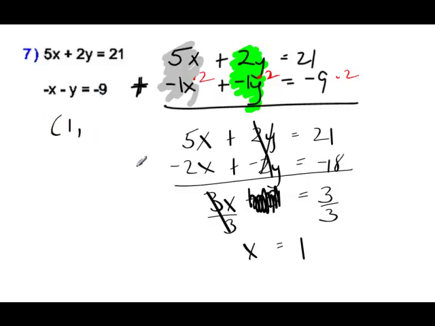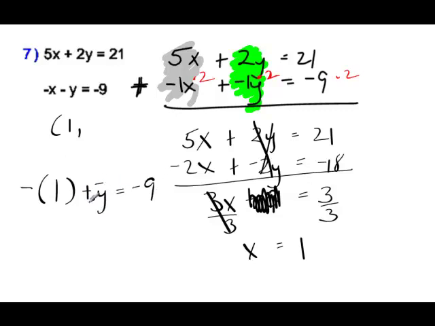Okay, 1. Now, how do I find the y? Yeah, I substitute this back into one of them. Which one do you want? Okay, so let's put in the bottom one. Okay, notice that negative here? Okay, so I still have that negative, and then here's my x. What is x? 1. I use parentheses when I substitute. Then I have minus y equals -9.